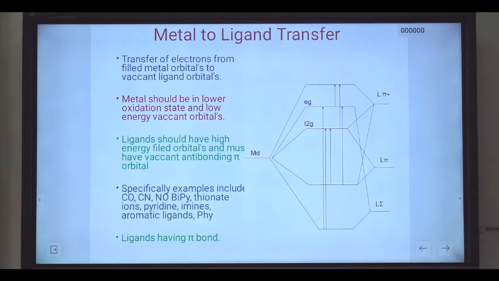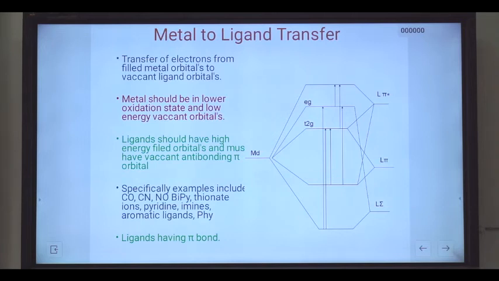So next is the metal to ligand transfer. Similarly, transfer of the electrons from the filled metal orbital. So here the metal orbital should be filled, and the ligand orbital should be vacant, so that the transition takes place, or the transfer of electrons occurs, from filled metal orbitals to the vacant ligand orbitals. And for the metal to ligand transfer to occur, the metal should be in the lower oxidation state and have a low energy vacant orbital.